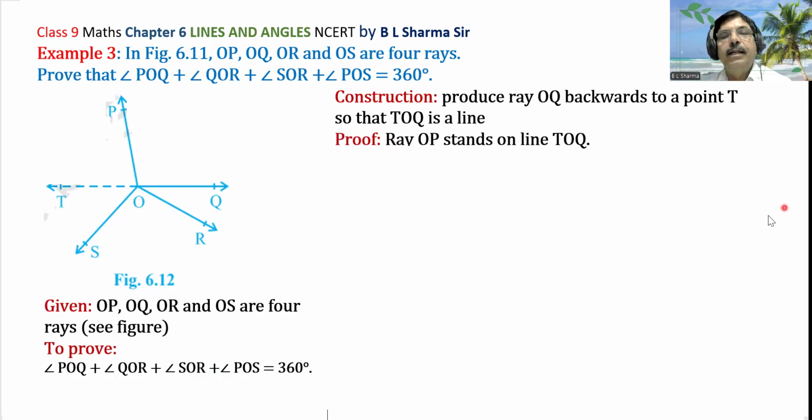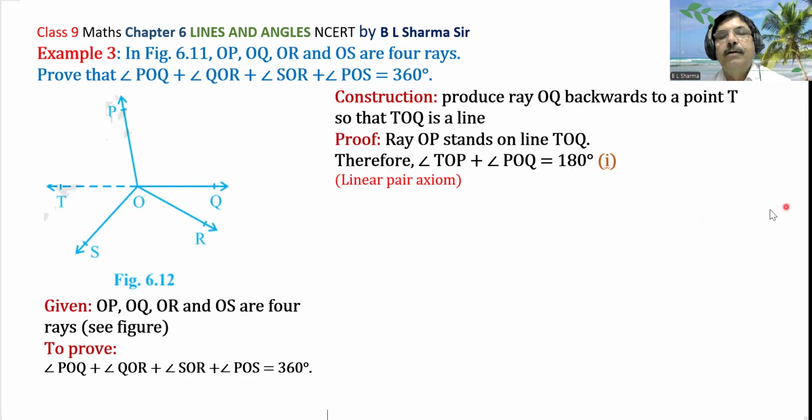Proof: ray OP stands on the line TOQ. That is why this angle plus this angle is equal to 180 degrees, by linear pair axiom. So angle TOP plus angle POQ, see in the figure, is equal to 180 degrees. The reason: forming a linear pair, because of the linear pair axiom. You can also write it as forming a straight line.